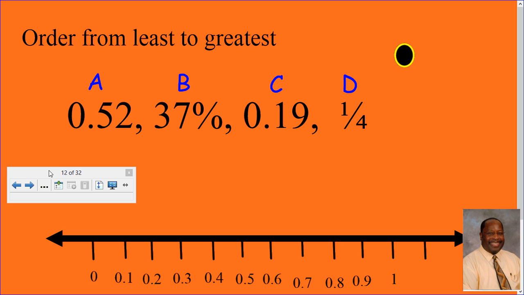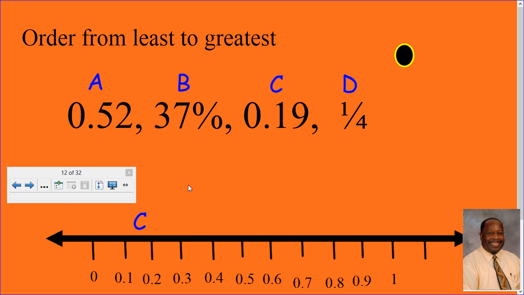All right, let's take a look at the smallest or the least number. We have 0.52, 37%, which we can change to 0.37. We have 0.19, and we have 1/4, which we can change that fraction, 1/4 or a quarter, into 0.25. So the smallest one looks like, and when we're talking numbers with decimal numbers, I would say C, 19 cents, because 19 cents is like money, change.